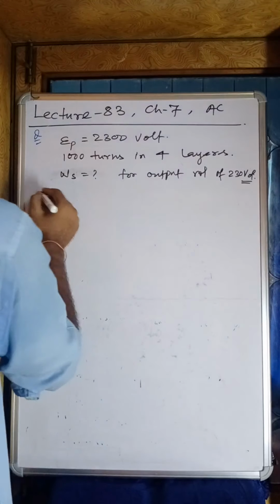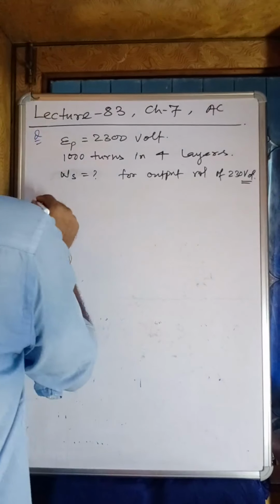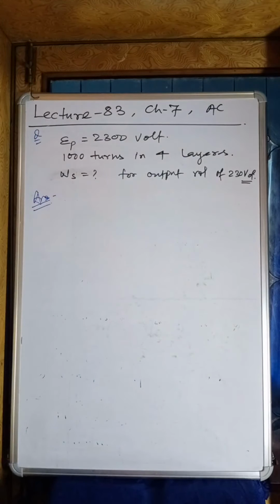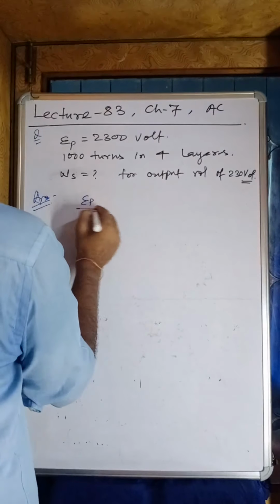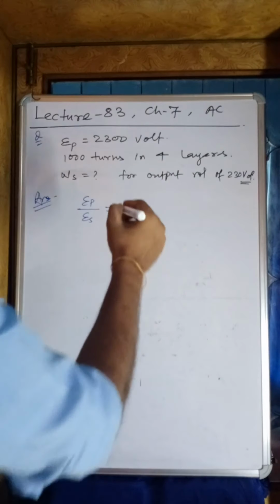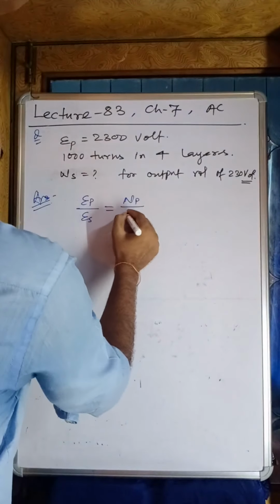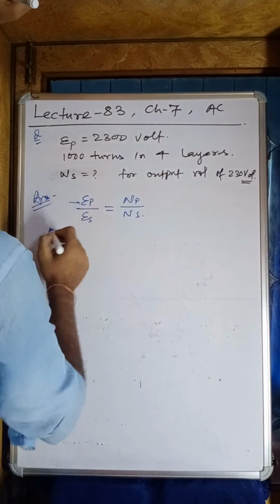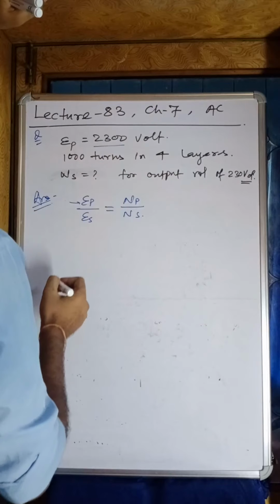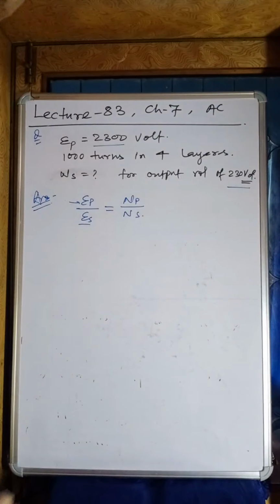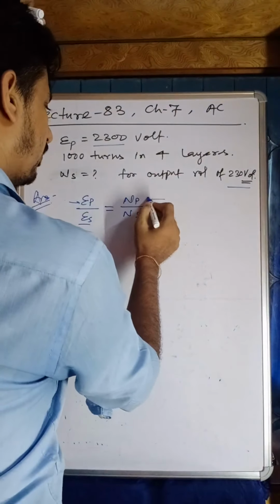Now, could you solve, my dear students? If you can solve this question, try to pause the video and solve it. My dear students, what we have to write actually? We have to write the formula EP over ES, we know that, equals NP over NS. Do we have the value of EP? Yes, we have. It is 2300. Do we have the value of ES? Yes, we have 230 volt.